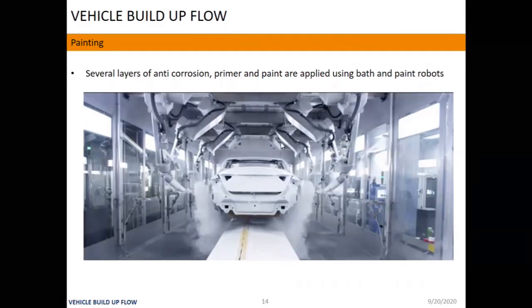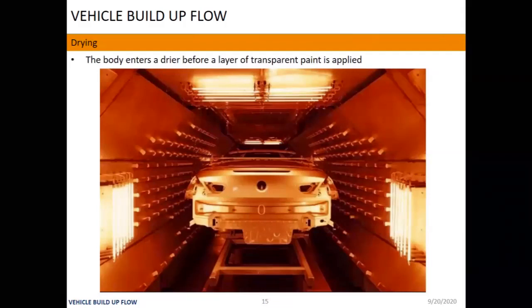After the complete painting, this complete vehicle should pass through the dryer area, where you can say the baking process, because the baking process will fix the paint with the BRW part. So that has to be there for the baking process. The body enters a dryer before the layer of transparent paint is applied. So after the primer coat, this complete vehicle should pass through the dryer.